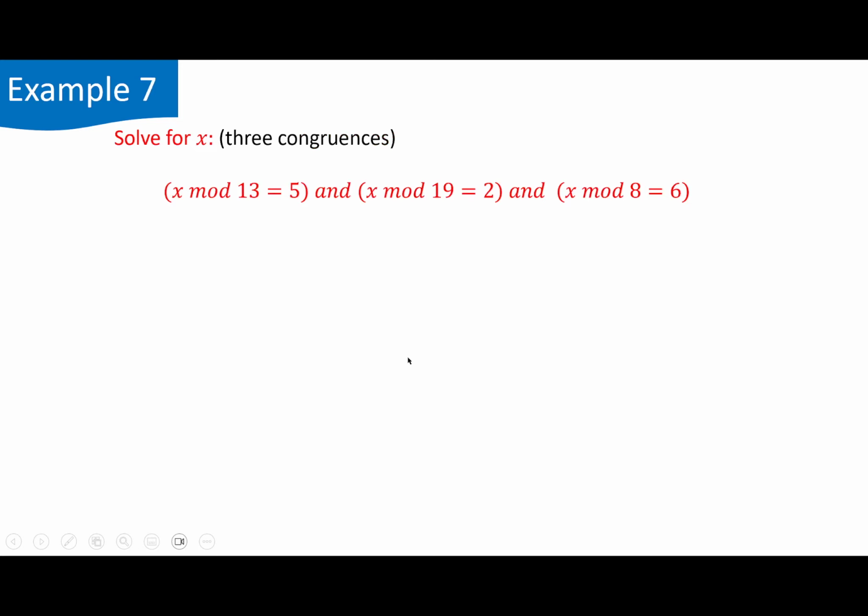Example 7. Now we have 3 congruences. We have to solve 3 congruences. Now you have to make sure that these are pairwise relatively prime, which means this one with this one are relatively prime. 19 and 13, that's no problem. 13 and 8 is no problem.